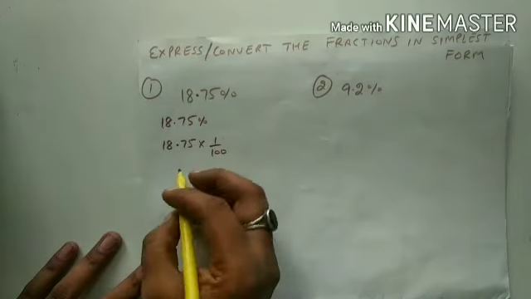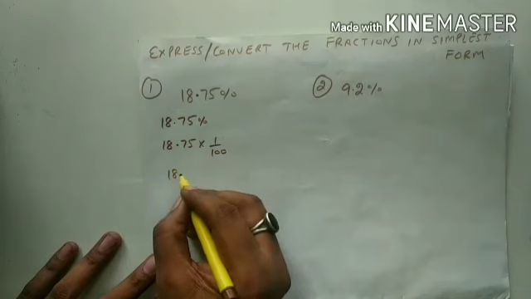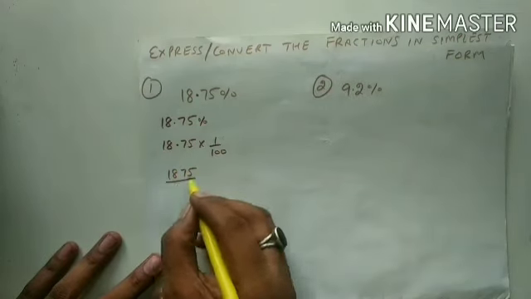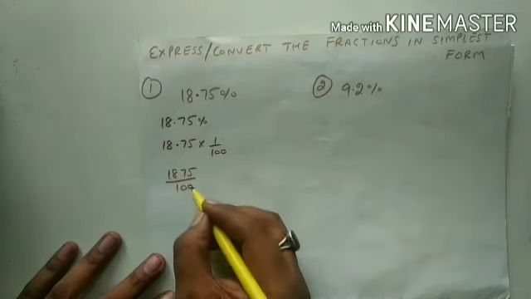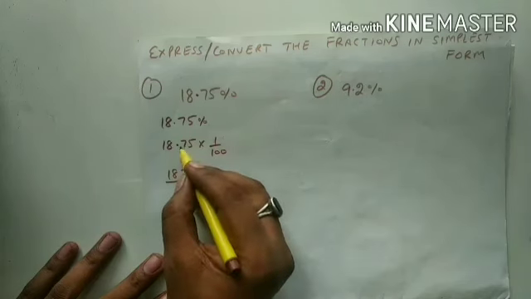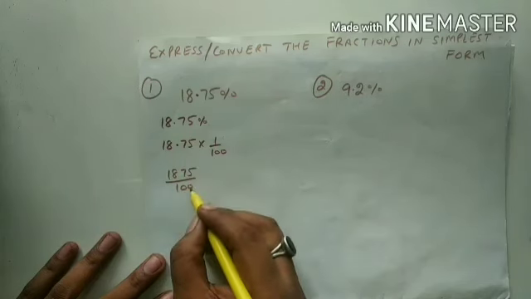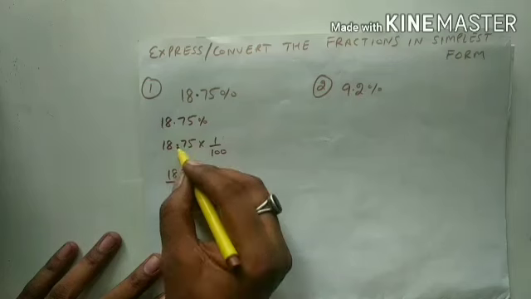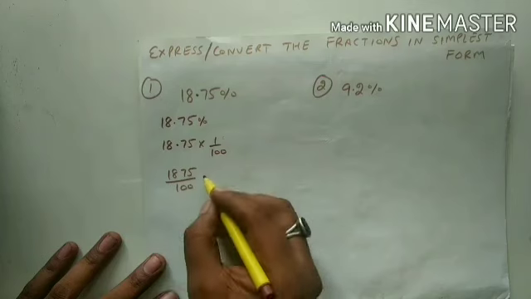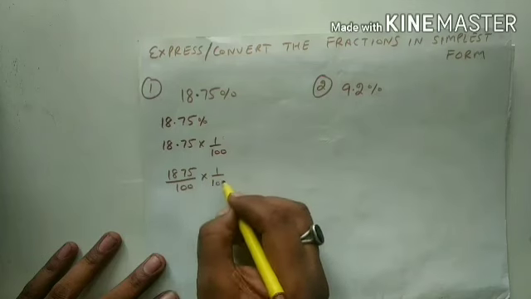What we have to do now? 18.75. What is the meaning of 18.75? We will write 100 because we convert the decimal to 1, and however many digits are after the decimal, that many 0s we will write. So 18.75 becomes 1875 divided by 100. Multiply 1 by 100.